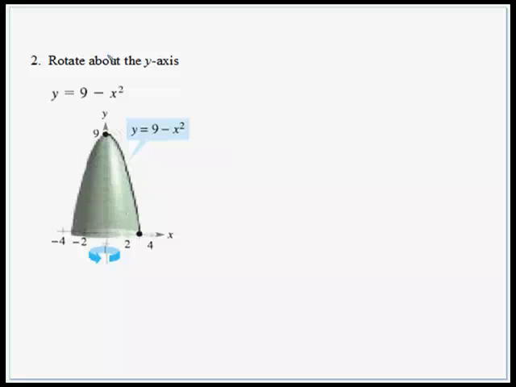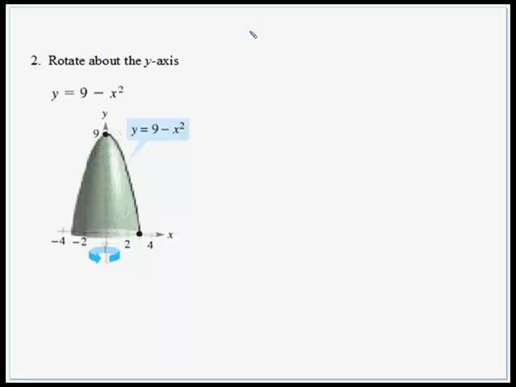Okay, one more example here. Now we're rotating about the y-axis, and we have a downward opening parabola. y equals 9 minus x squared is a downward opening parabola, with y-intercept of 9 and x-intercepts of 3 and negative 3. We are going to spin that about the y-axis.